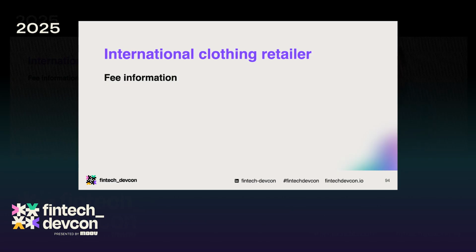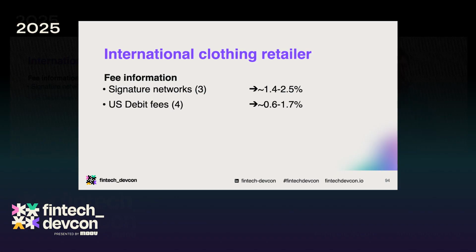So just to give an insight of what that looks like for them in terms of fees, on signature networks, it's about 1.4 to 2.5%, while on US debits, it's significantly lower, both the lower and upper bound. And their conversion rates are incredible. They're about 95% on POS and 90 and up on e-commerce transactions, which is an incredible result.